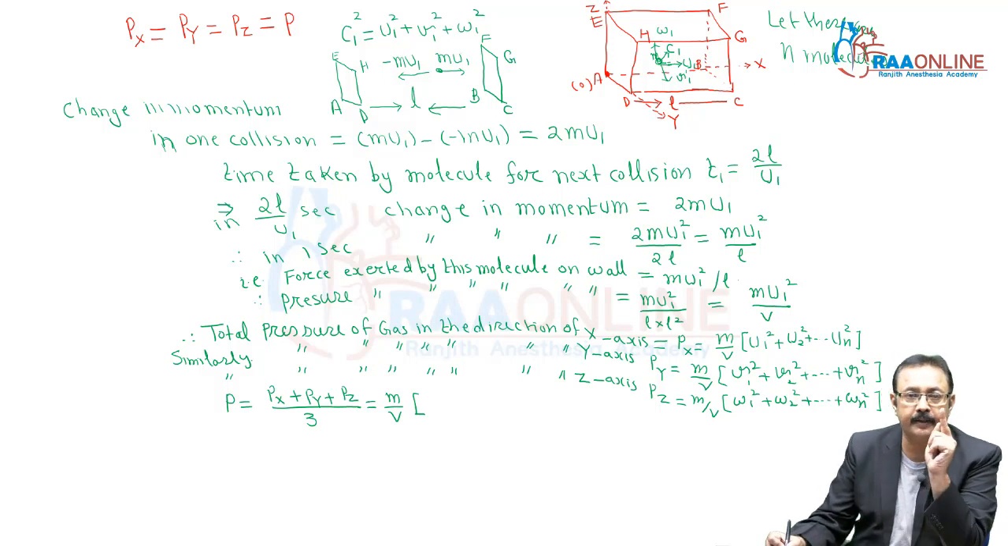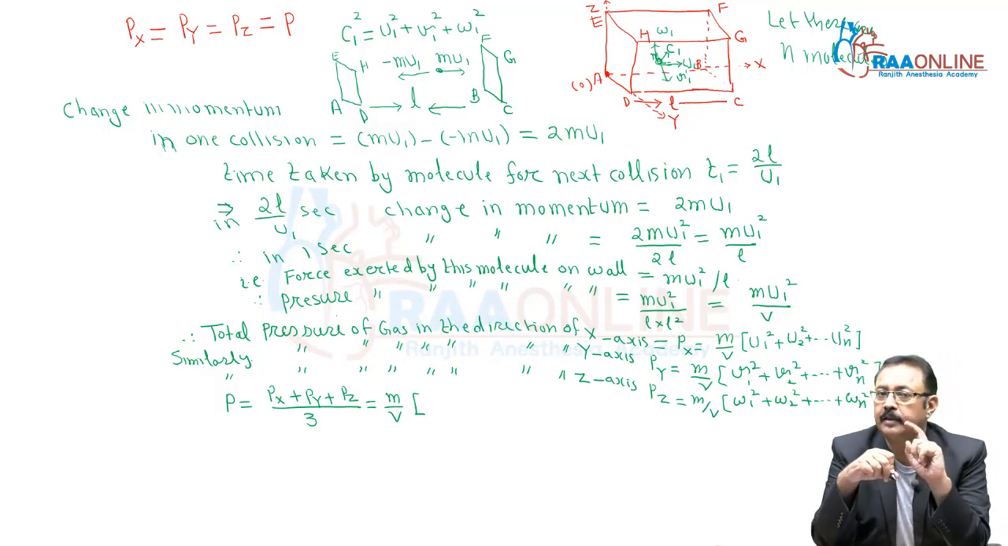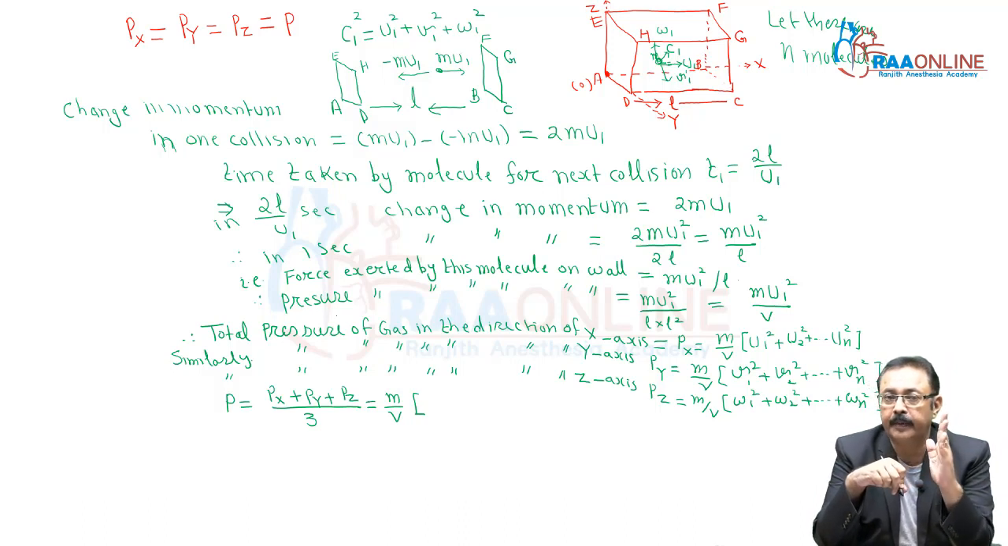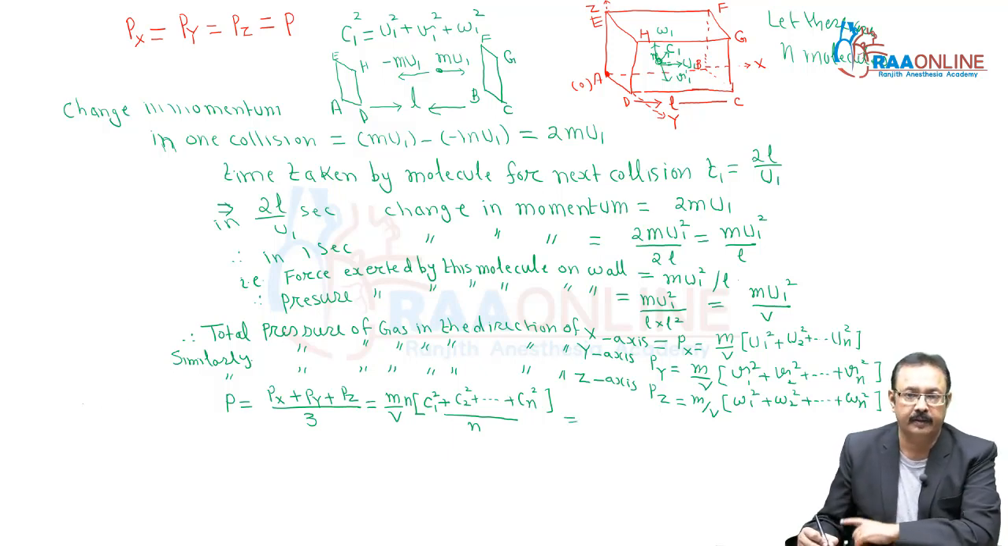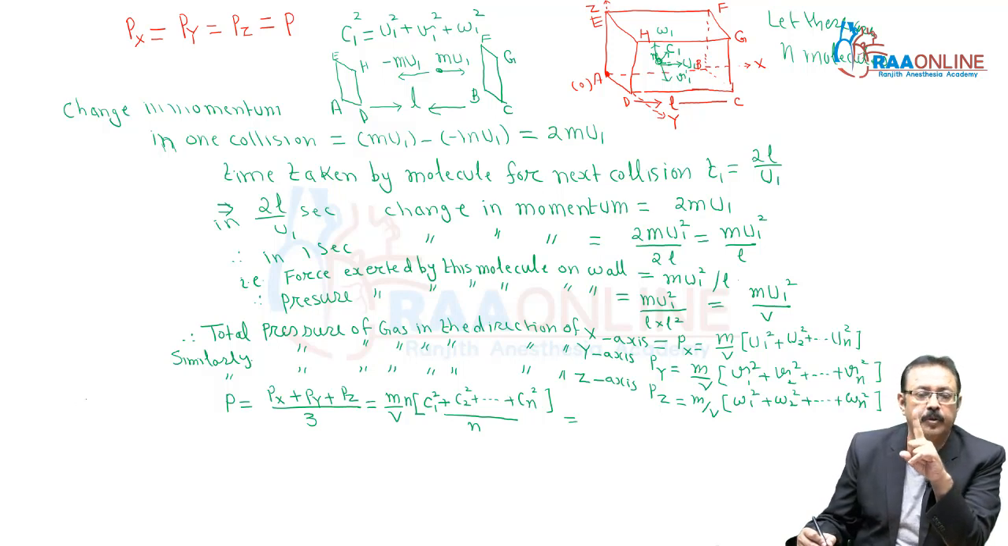See, from the first bracket u1 square, from the second bracket u2 square, v1 square, from the third bracket w1 square. We are adding the first term. What will we get? c1 square, c2 square up to cn square. Now I am dividing this term by n and multiplying this expression by n. So what is m into n? Mass of one molecule into total number of molecules. And I am replacing this whole term with one term, c bar square.